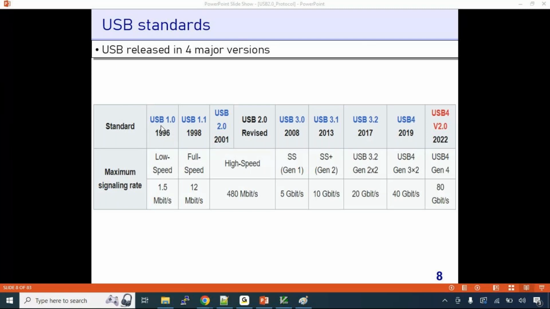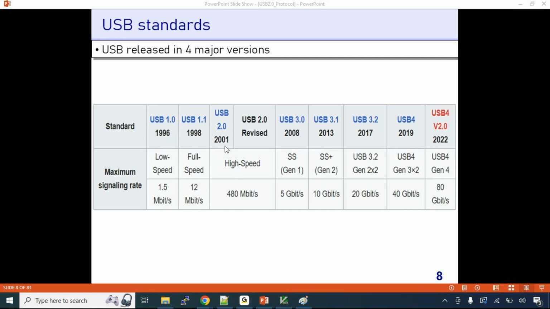I mean, any USB you take, any device you take, it has to fall into one of these categories. It has to be either USB 3.0, 3.1, USB 4, or USB 2.0, one of them. So USB 1.0 was released in 1996. It supports low speed signaling, and low speed is nothing but 1.5 megabits per second. Then in 1998, they released USB 1.1, which supports full speed.